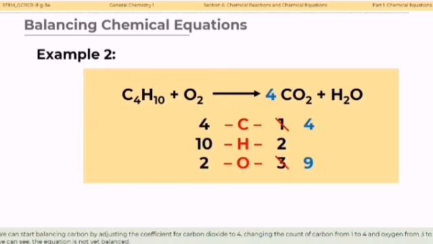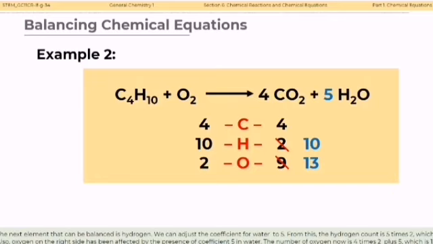We can start balancing carbon by adjusting the coefficient for carbon dioxide to 4, changing the count of carbon from 1 to 4 and oxygen from 3 to 9. As we can see, the equation is not yet balanced.